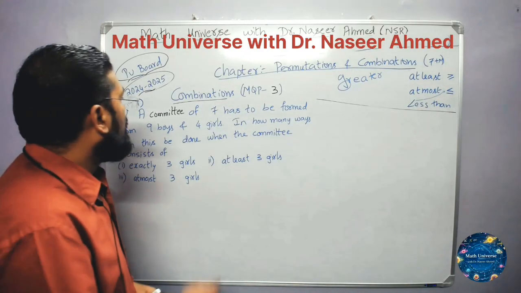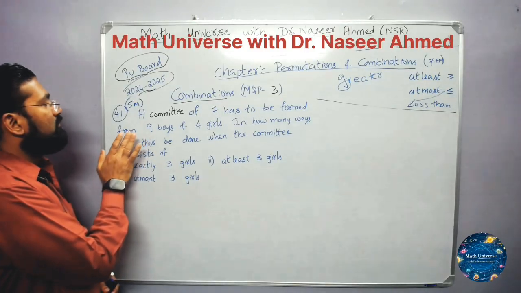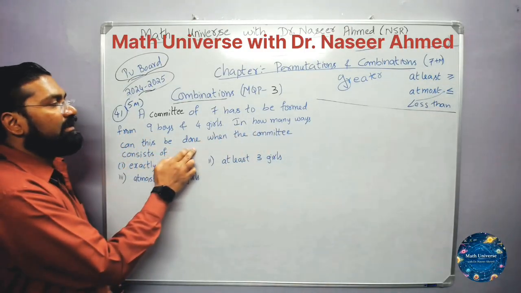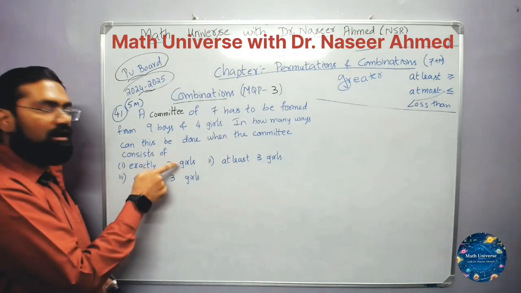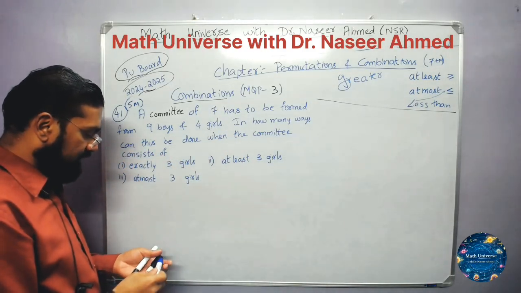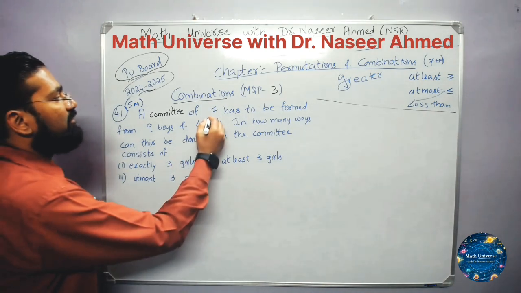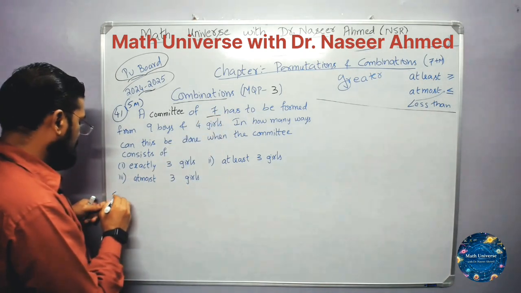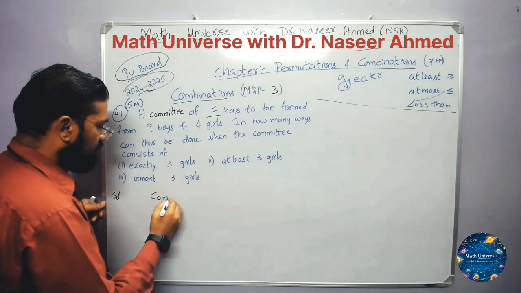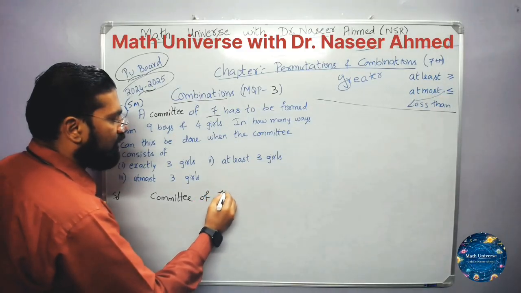A committee of 7 has to be formed from 9 boys and 4 girls. In how many ways can this be done when the committee consists of? There are 3 sub-problems. Let us go one by one. So first, try to understand the data. As per the question, we want a committee of 7, not beyond 7.